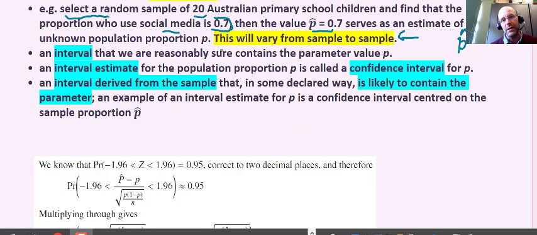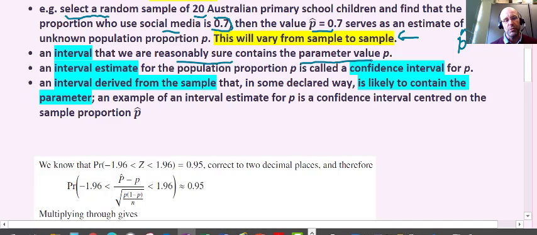So what do we do? Well, we can look at what's called an interval estimate. It's an interval where we're reasonably sure the true population parameter is somewhere in there. It's not a single point value. An interval estimate for the population proportion p is called the confidence interval for p.